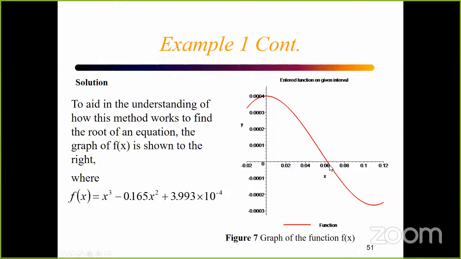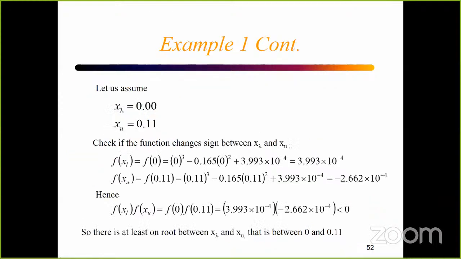0.06 is somewhat 662, 1062 is the solution actually. We'll check how it works. Let us assume this is the lower limit, this is the upper limit. Check if the function changes its sign between these two, x1 and xn. This is 3.99, fine. First one, no doubt. Second one, upper limit with negative. If you take the product of these two, certainly it should be negative, that is less than 0. We are sure that there is a solution in between 0 and 0.11.